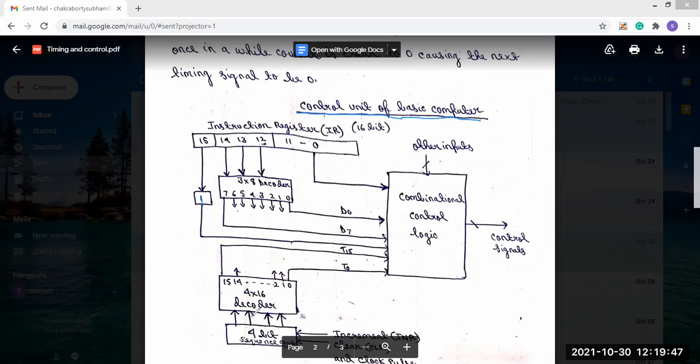This will go as the input of another decoder, that is the 4 into 16 decoder. So it will go as the input of this, and there will be a total of 16 outputs. What does 16 output mean? It means from T0 to T15, the timing signals will be produced. And these also go to the combinational control logic circuit.